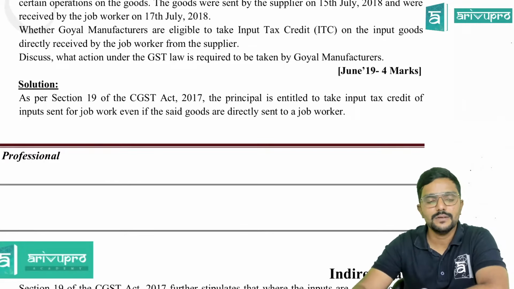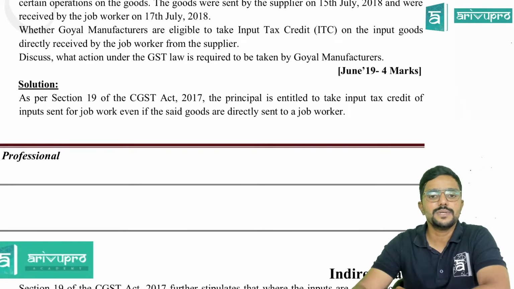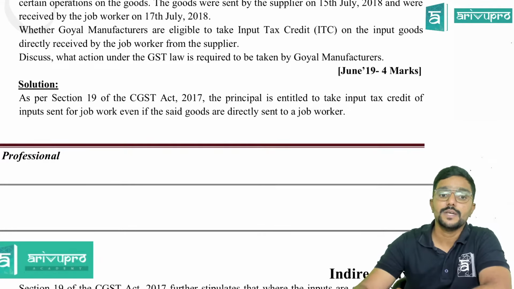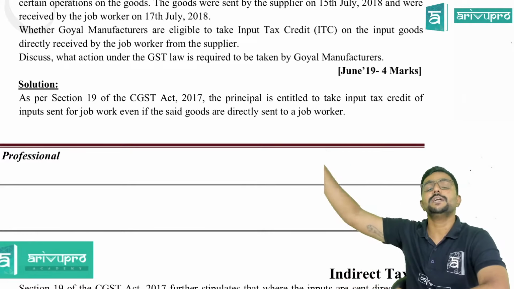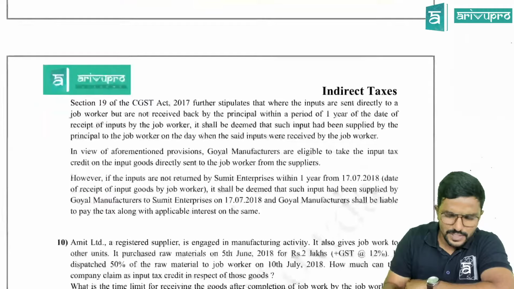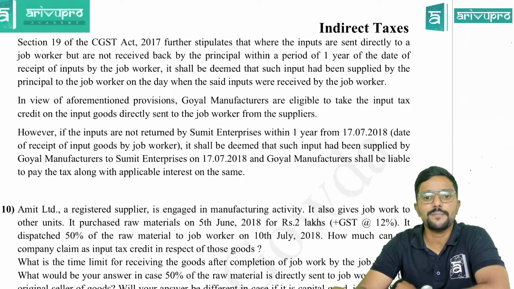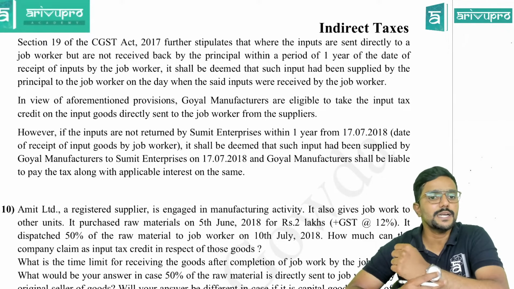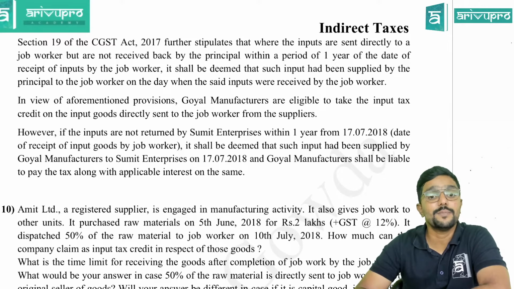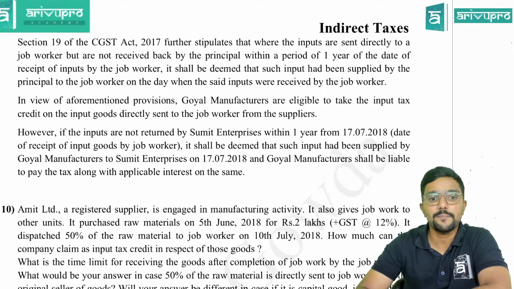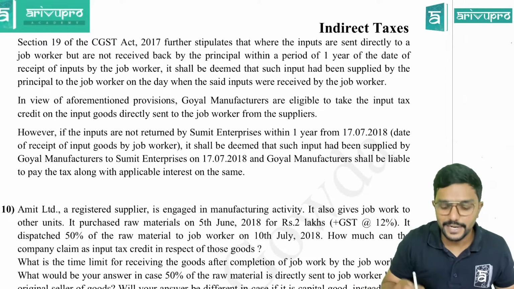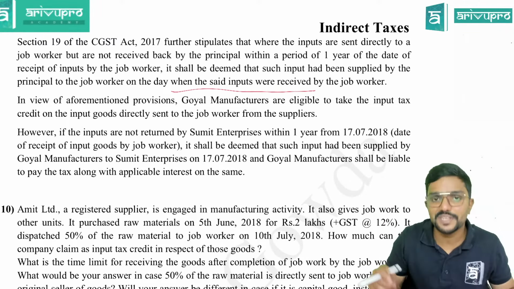As per Section 19 of the CGST Act 2017, the principal is entitled to take input tax credit of inputs sent for job work even if the said goods are sent directly to the job worker from the suppliers. He can claim it. Section 19 of the CGST Act 2017 further stipulates that where the inputs are sent directly to the job worker but are not received back by the principal within 1 year of the date of receipt of inputs by the job worker, it shall be deemed that such inputs had been supplied by the principal to the job worker on what day? On the day when the said inputs were received by the job worker.